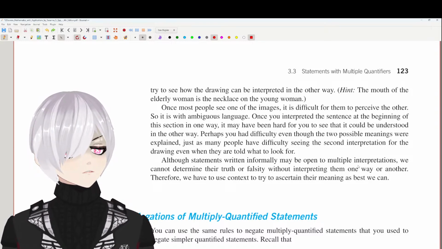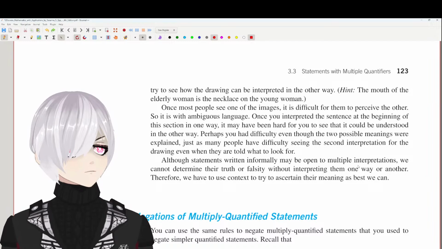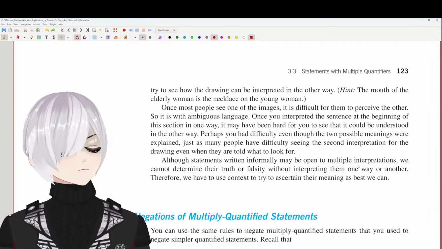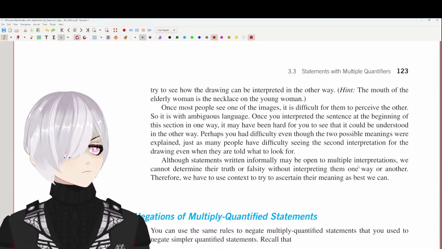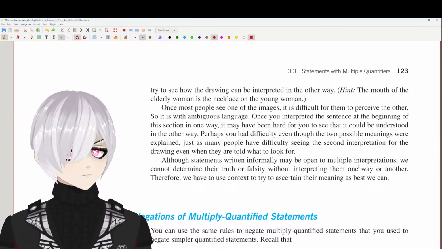Although statements written informally may be open to multiple interpretations, we cannot determine the truth or falsity without interpreting them one way or the other. Therefore, we have to use context to try to ascertain their meaning as best we can.